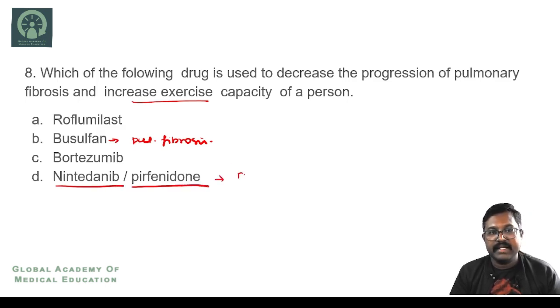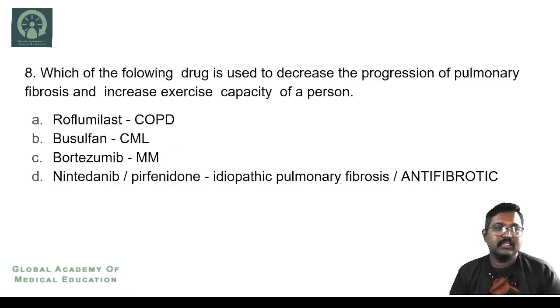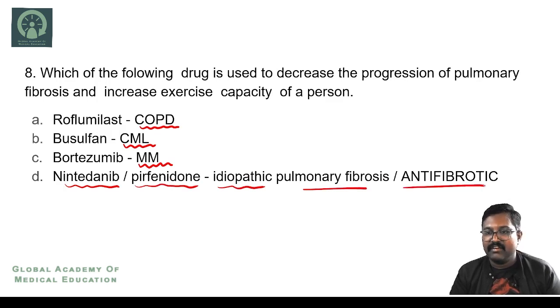These are the anti-fibrotic drugs. Is that clear? Okay, fine. So basically, roflumilast is used in COPD treatment. Busulfan is used in the treatment of chronic myeloid leukemias, and bortezomib is used in the treatment of multiple myeloma, whereas nintedanib and pirfenidone are used in idiopathic pulmonary fibrosis. They act as antifibrotic agents.